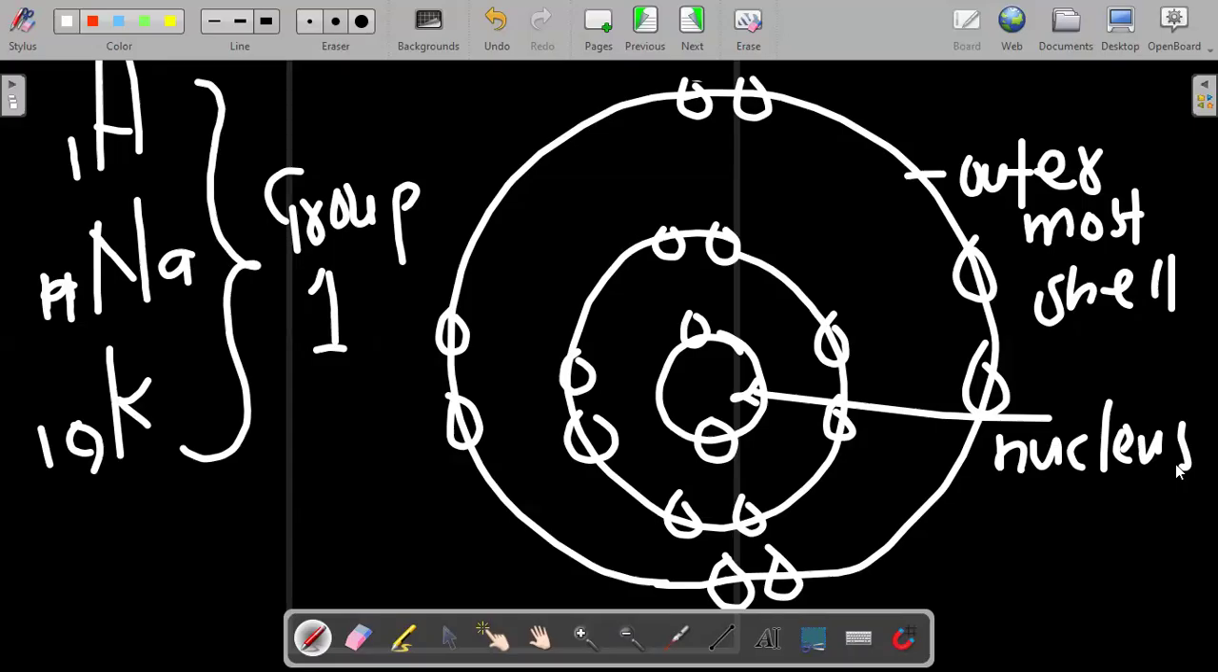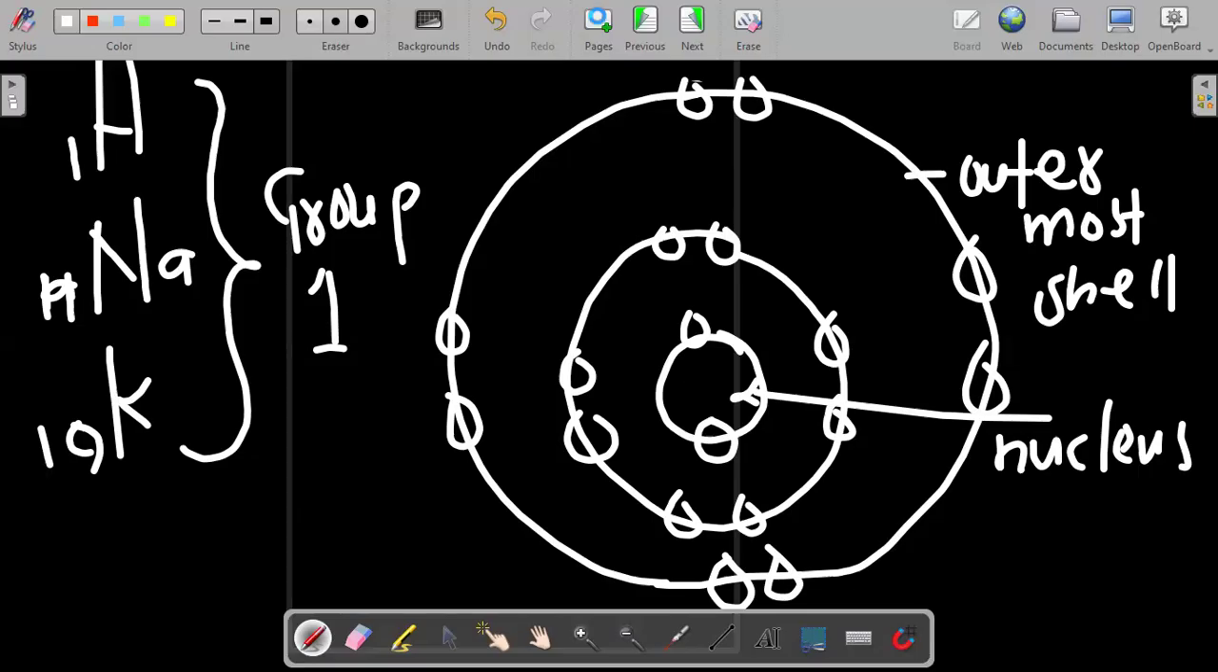So let's use sodium as a case study. For sodium, it's 11. How will I arrange 11 around the shells? Like I said, the first one must be 2, the second must be 8, the third one must be 8. Then whatever is remaining, you put on the other shell. The shells do not stop at 3. It depends on the atomic number. That's how you draw the number of shells. It depends on the number that you have.